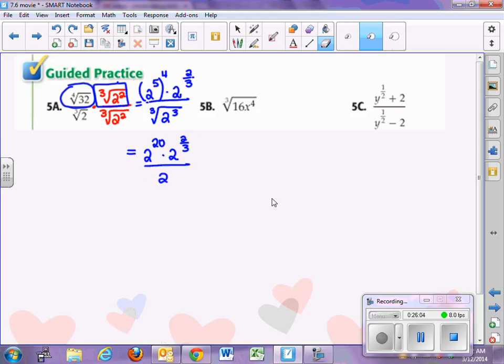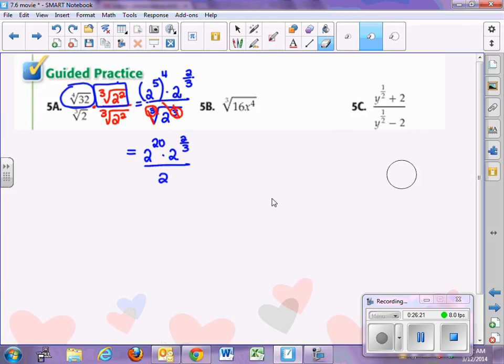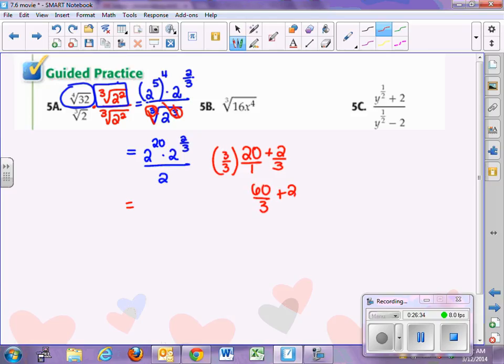Finally, the bottom is just 2. Again, taking the cube root and then cubing it gives you 2 to the 3/3 power, which is just 2. Basically, if there's a cube root and then a cube, they cancel. So what we get is 20 plus 2/3. Let's talk about that. I'd have to multiply this by 3 over 3 and get 60 over 3 plus 2 over 3, which is 62 over 3. Something tells me this is wrong.